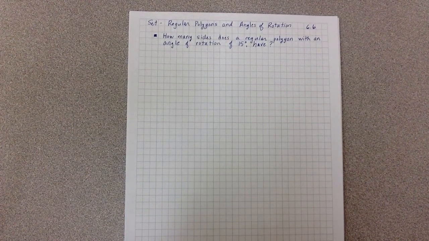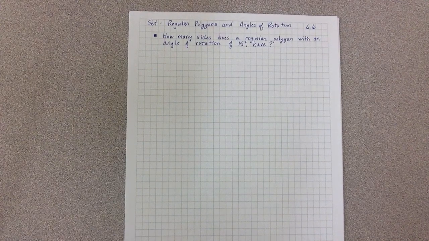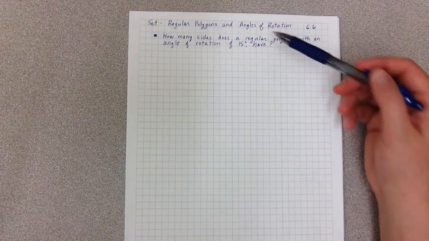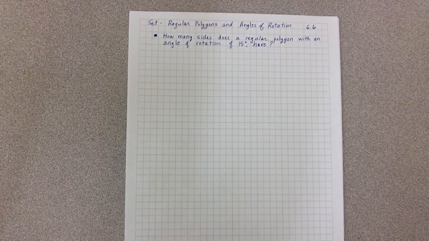These notes are for the set of 6.6. In the set of 6.6, you're asked to find the relationship between regular polygons and angles of rotation. So there are two ways that these questions can go. One, they can give you an angle of rotation and ask you to find how many sides. So let's look at that first.